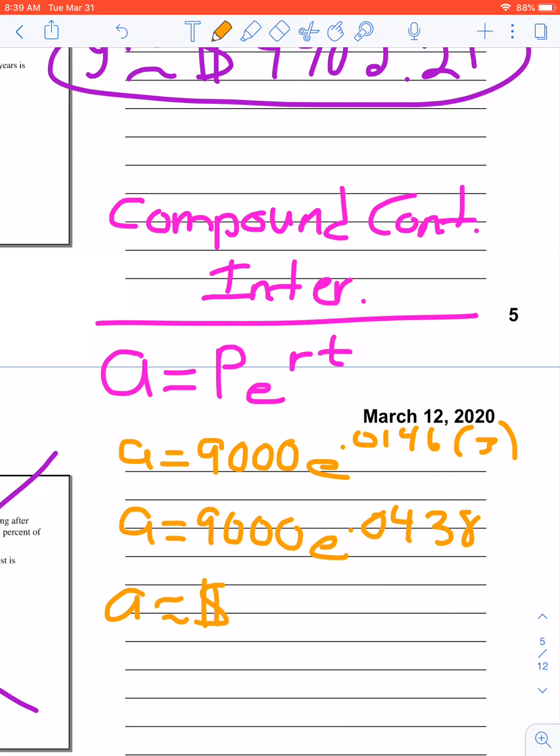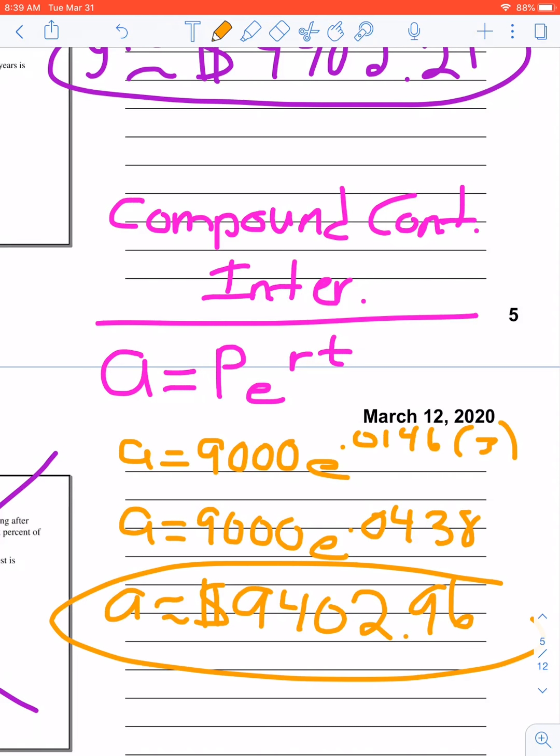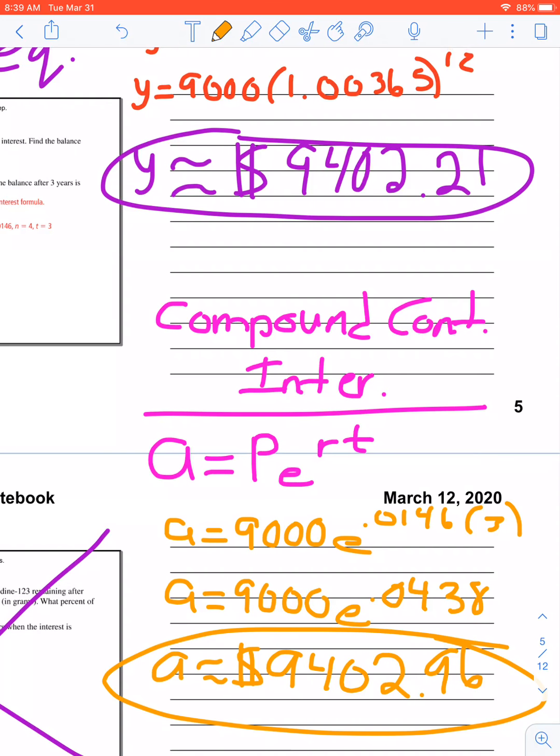So I end up with $9,402.96. Okay? There are no questions on your worksheet over PERT, over compounding continuously. It is something you've talked about in personal finance, but I do think it's important for you to see and recall it.